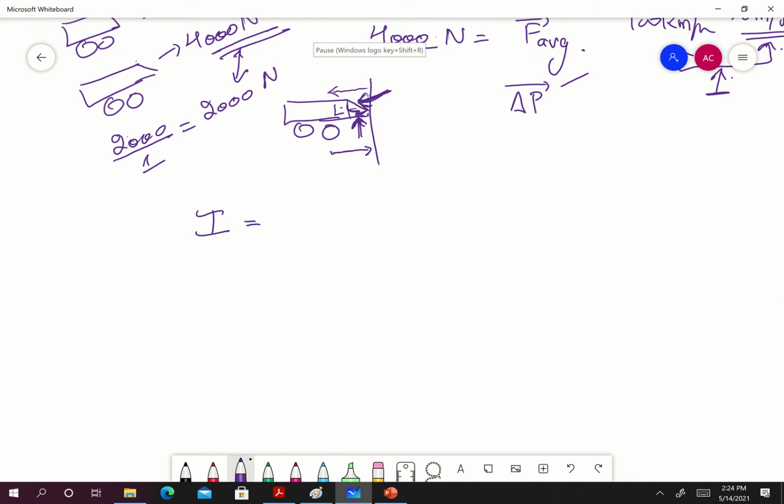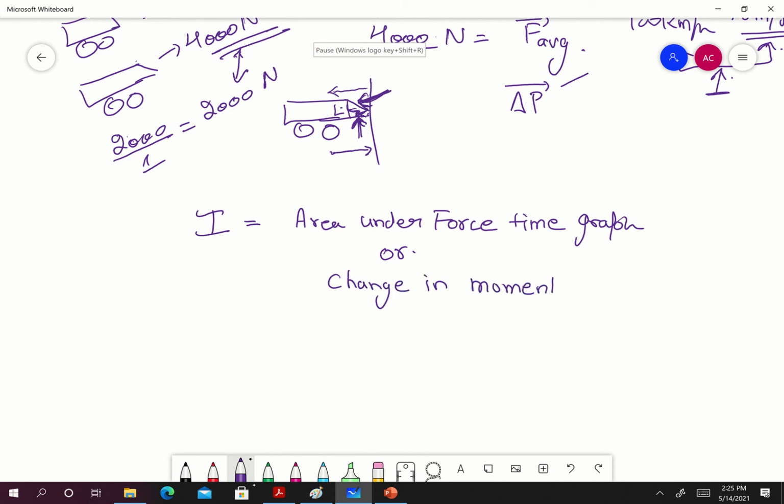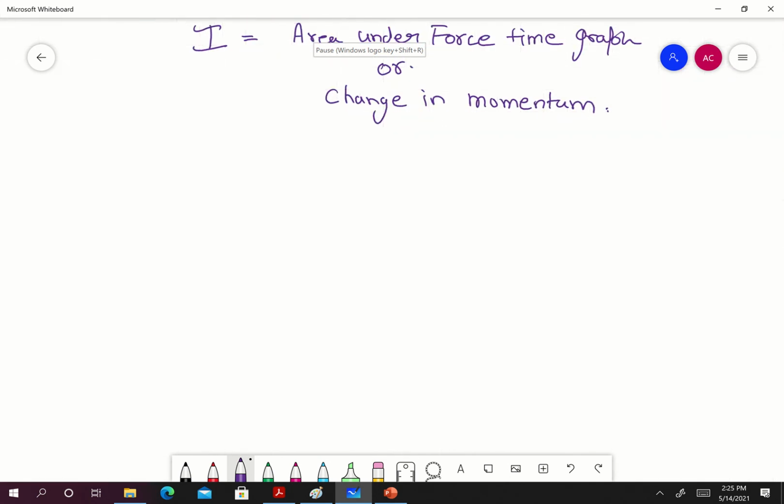So again, I will write down the formula for impulse, that is equal to the area under the force-time graph, or it can be said that the change in momentum is impulse. Now based on this formula, I'll try to take an example and try to simplify that example.